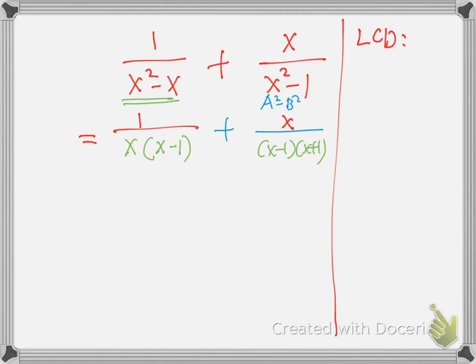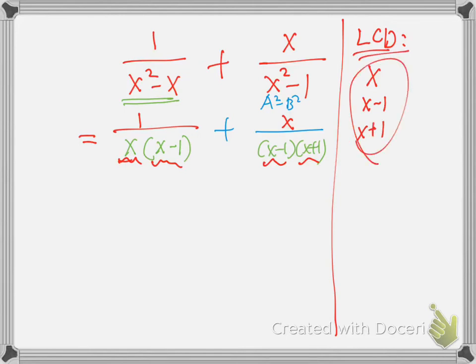So now we list all the linear factors. So we have x minus 1, we have x plus 1. So what's the LCD? Multiply all of them together, right? So the LCD is x times x minus 1 times x plus 1. So now we need to change both of them to this new LCD.